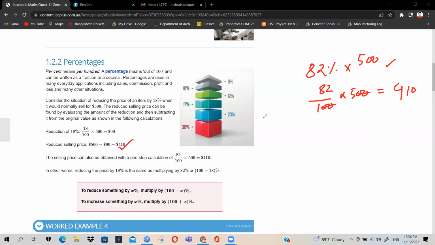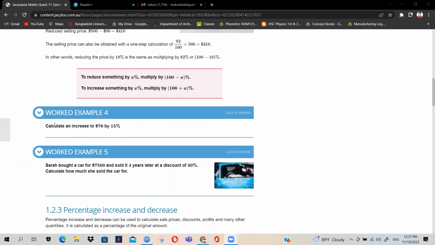Whichever way you feel preferable, you could find the reduced price and then deduct it from the original price, or you can calculate it directly. Calculate an increase to $76 by 15%. You can calculate in two ways. One is 15 by 100 multiplied by 76, plus 76, or you could do 115 by 100 into 76, whichever way you feel comfortable.